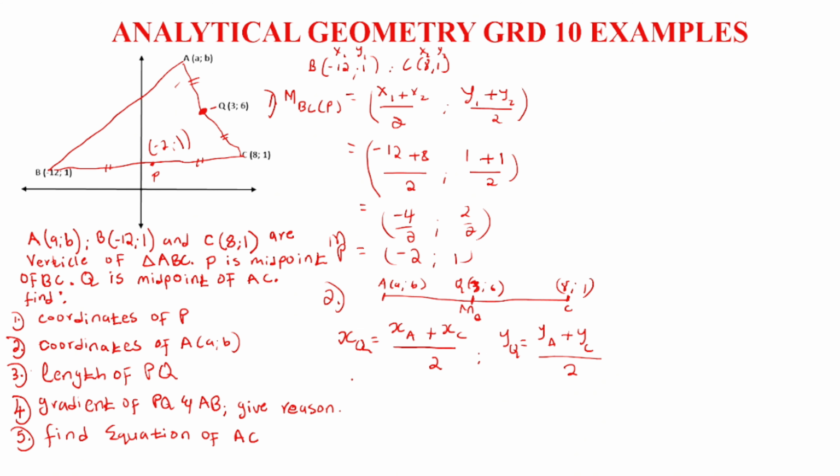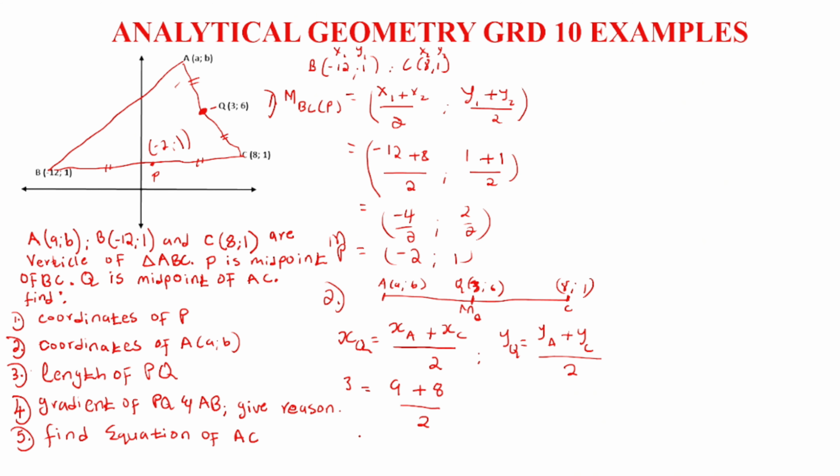Okay, so let's start here. The x coordinate at Q is 3, which is equal to the x at A, which we don't know, plus at C it is given by 8, all over 2.